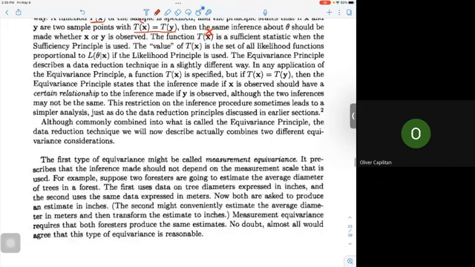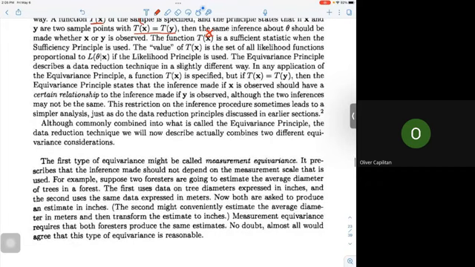And then let's go to the equivariance principle. It describes a data reduction technique in a slightly different way. So in any application of the equivariance principle, the function t of x is specified. But if t of x is equal to t of y, then the equivariance principle states that the inference made if x is observed should have a certain relationship to the inference made if y is observed.